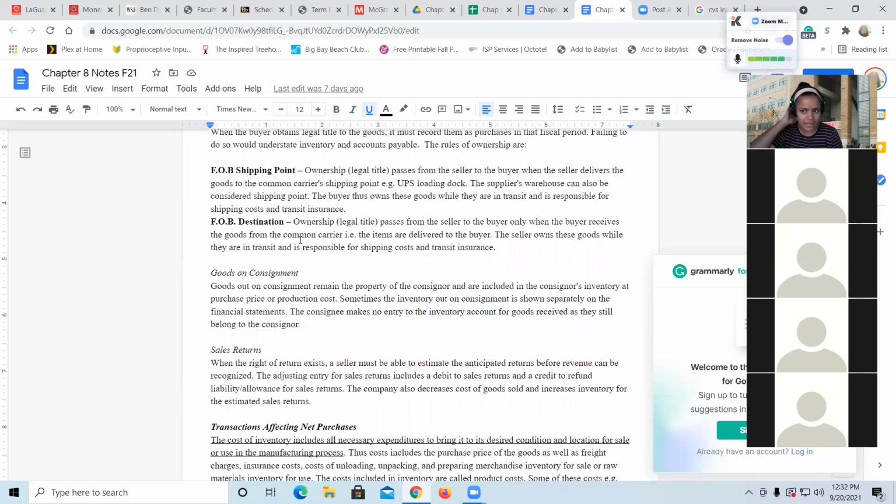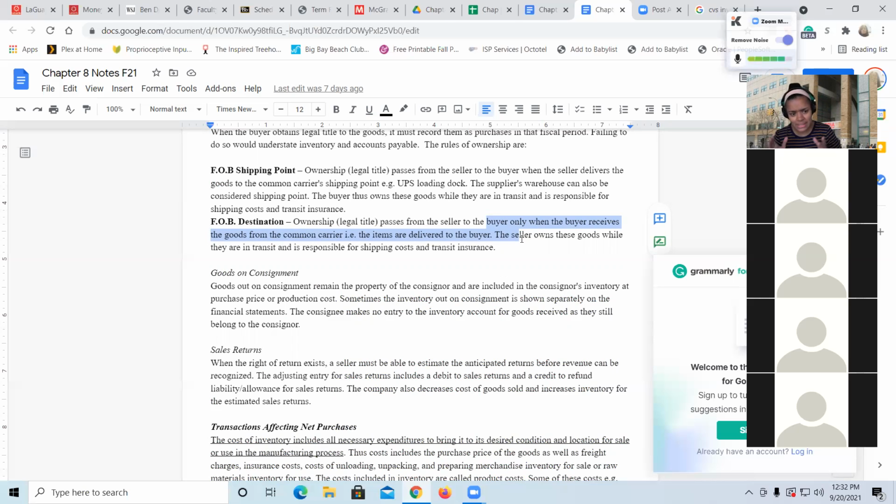Okay, FOB destination, now you can just imagine it's the opposite. Well, not exactly the opposite, but basically the shipping point's not involved. You only own the stuff when it actually reaches you. So if we think about CVS again, they buy this formula from Enfamil. The formula is sold FOB destination. It goes onto the truck. While the formula is on the truck, it still belongs to Enfamil. It will only belong to CVS when it gets to the CVS warehouse. So the seller owns the inventory while it is in transit and until it reaches the destination.